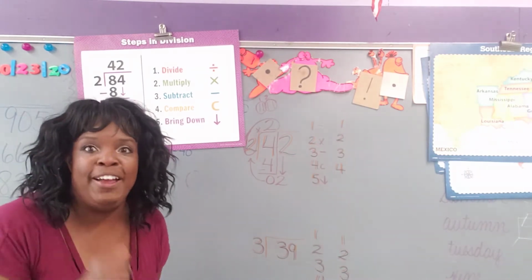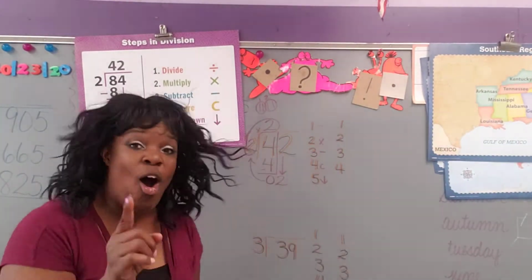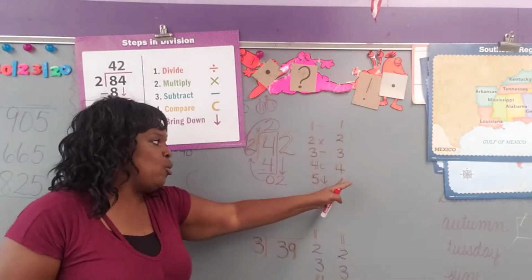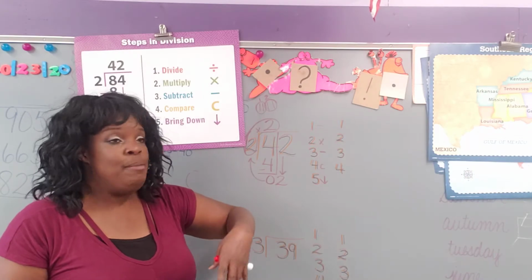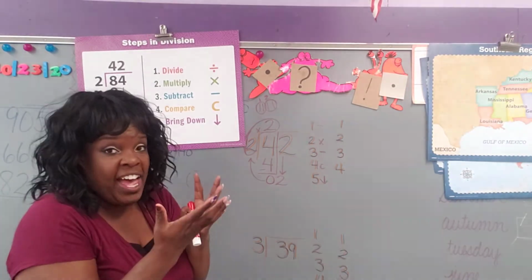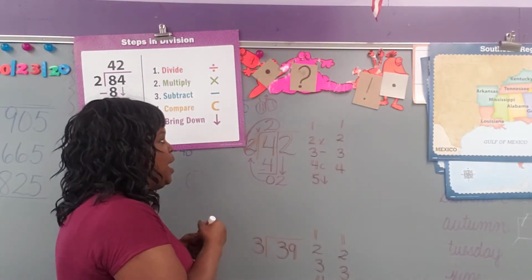I get to do my 5 steps of division. Divide, multiply, subtract, compare, bring down. All over again for the 2nd time. Now, by this point, we're only going to do our 4 again because there's nothing else to bring down, so we don't have to think of all 5. But that's what I want you to start thinking. Just remember those 5 steps.